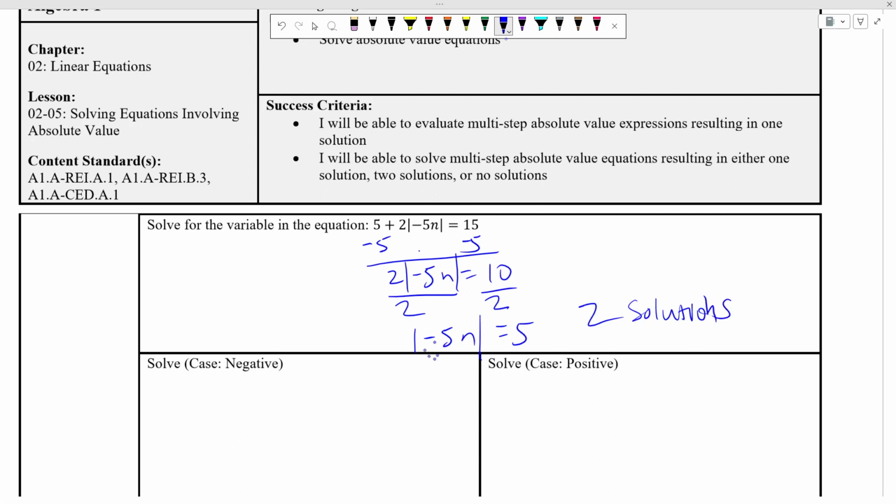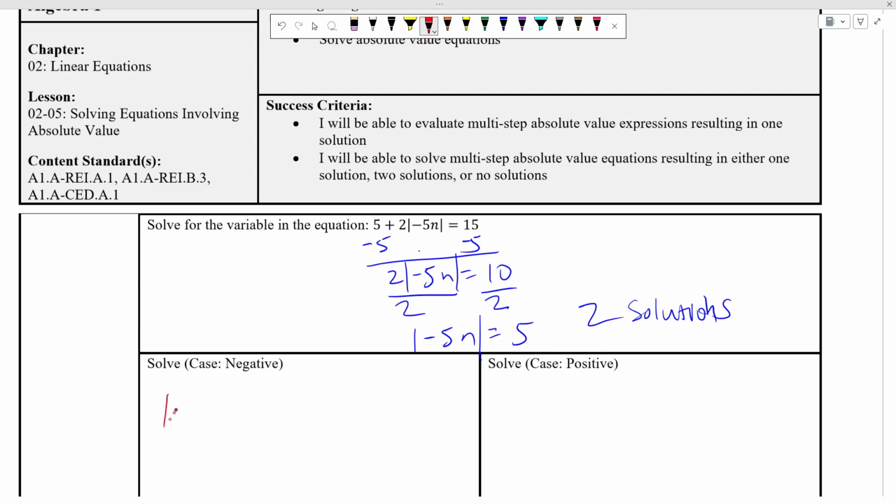Yeah, this is negative. Don't be concerned that it's negative. And -5n, it's fine. Our concern is what it equals. It equals 5 distance units away. Thus, we have two possible solutions. Let's evaluate.